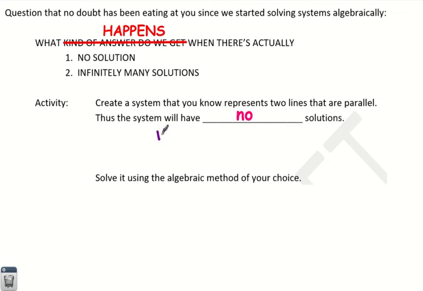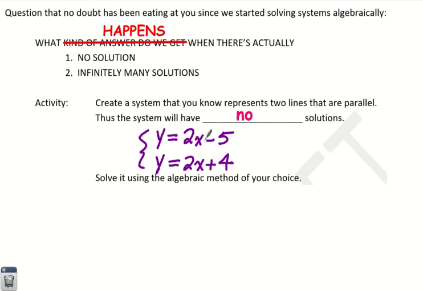So maybe you came up with a pair of equations like y equals 2x minus 5 and y equals 2x plus 4. You know, something like that. Because these two slopes match and therefore would make parallel lines. And then, so let's see. Solve it using the algebraic method of your choice.